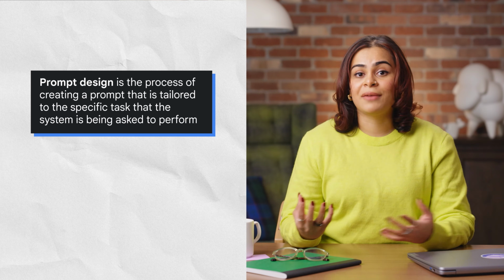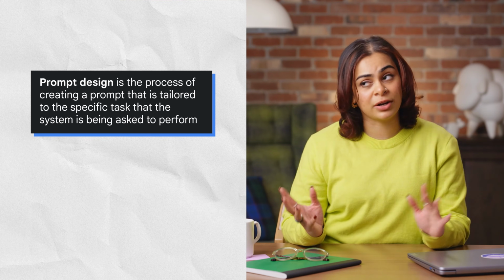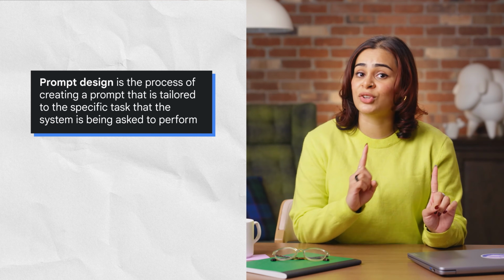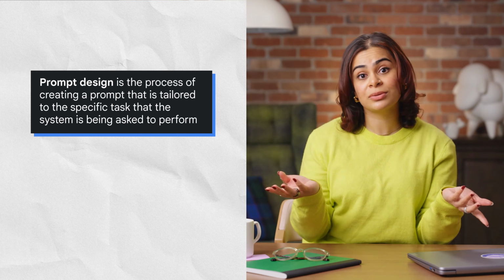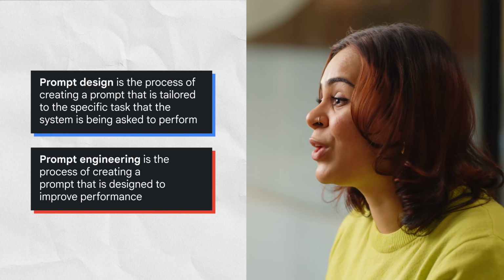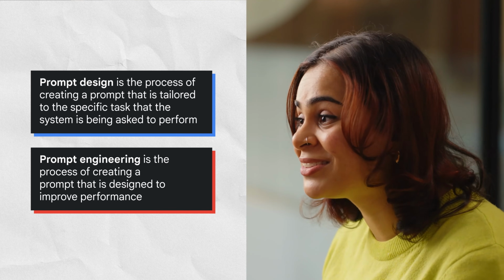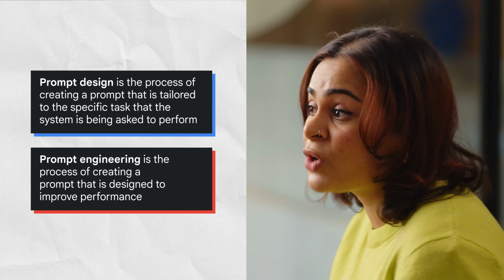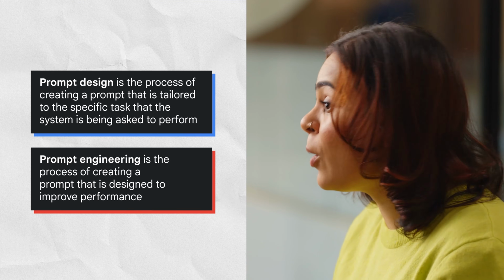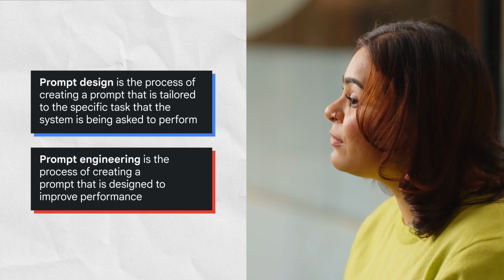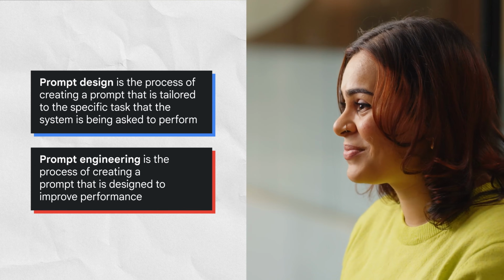For example, if the system is being asked to translate a text from English to French, the prompt should be written in English and should specify that the translation should be in French. Prompt engineering is the process of creating a prompt that is designed to improve performance. This may involve using domain-specific knowledge, providing examples of the desired output, or using keywords that are known to be effective for the specific system. In general, prompt design is a more general concept, while prompt engineering is a more specialized concept. Prompt design is essential, while prompt engineering is only necessary for systems that require a high degree of accuracy or performance.